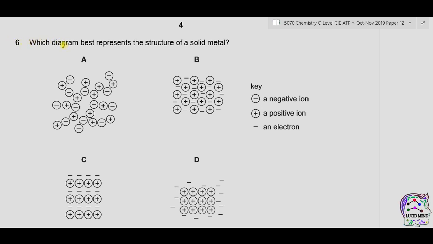Question number 6. Which diagram best represents the structure of a solid metal? Now we know that in metal we have a sea of electrons. So the electrons are surrounding the positive ions and there is strong attraction between opposite charges. And also the atoms are very close together, so there are the least spaces among atoms.